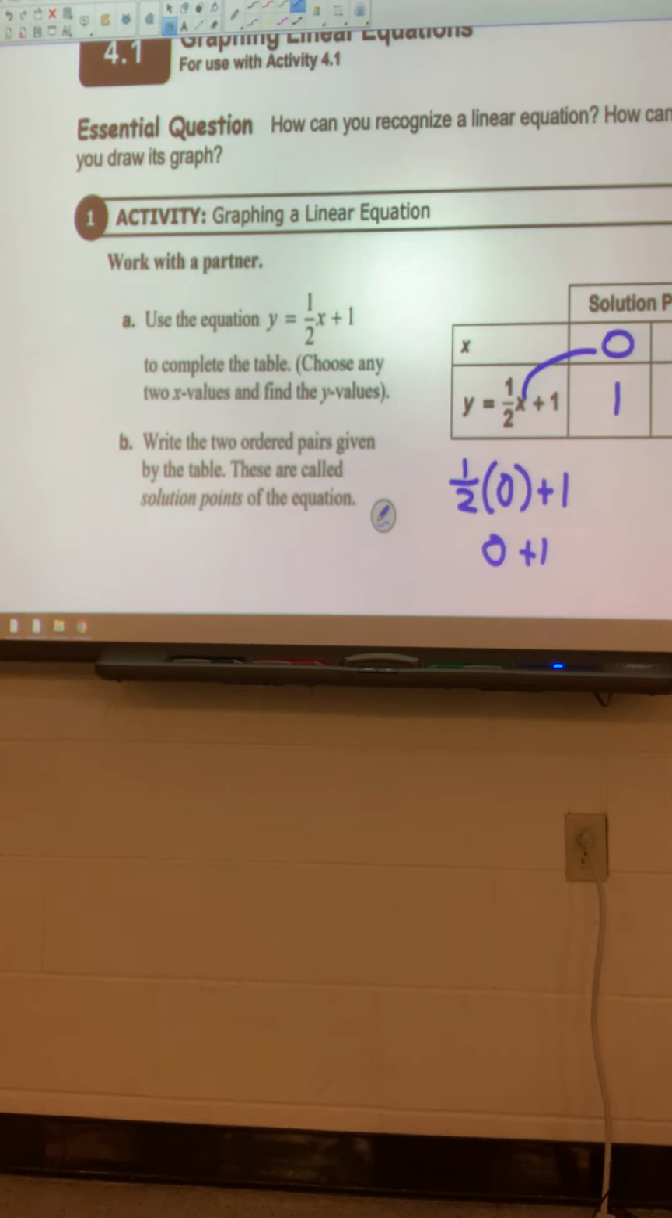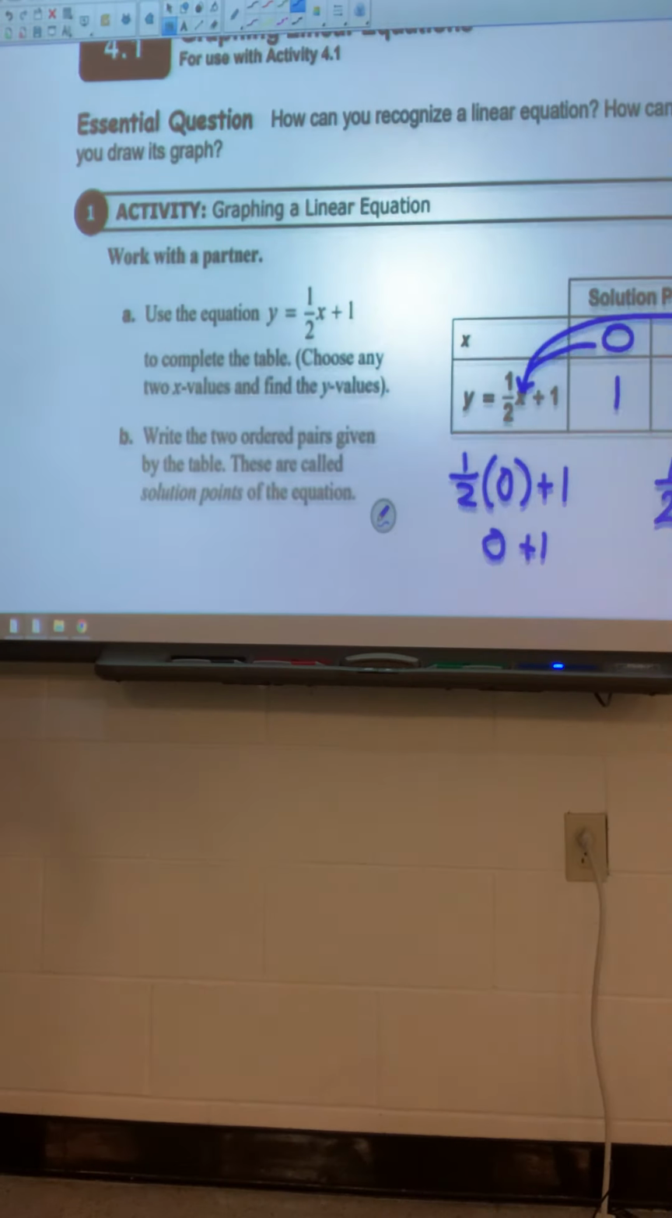Now we're going to do it with the 2. So I'm going to take 1/2 times 2 plus 1. What is half of 2? 1. And 1 plus 1 is 2.